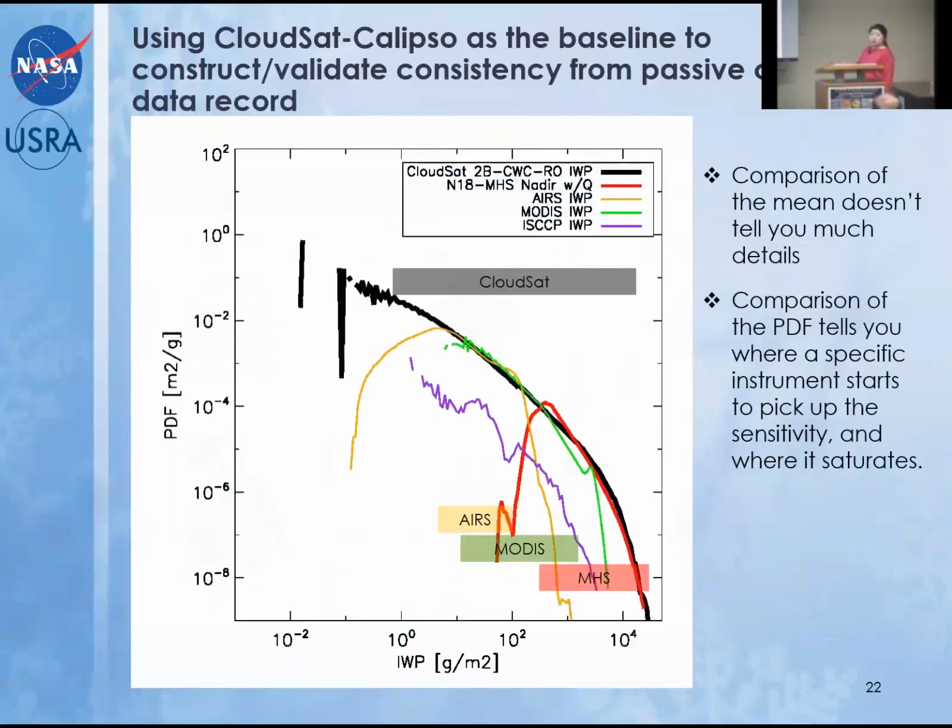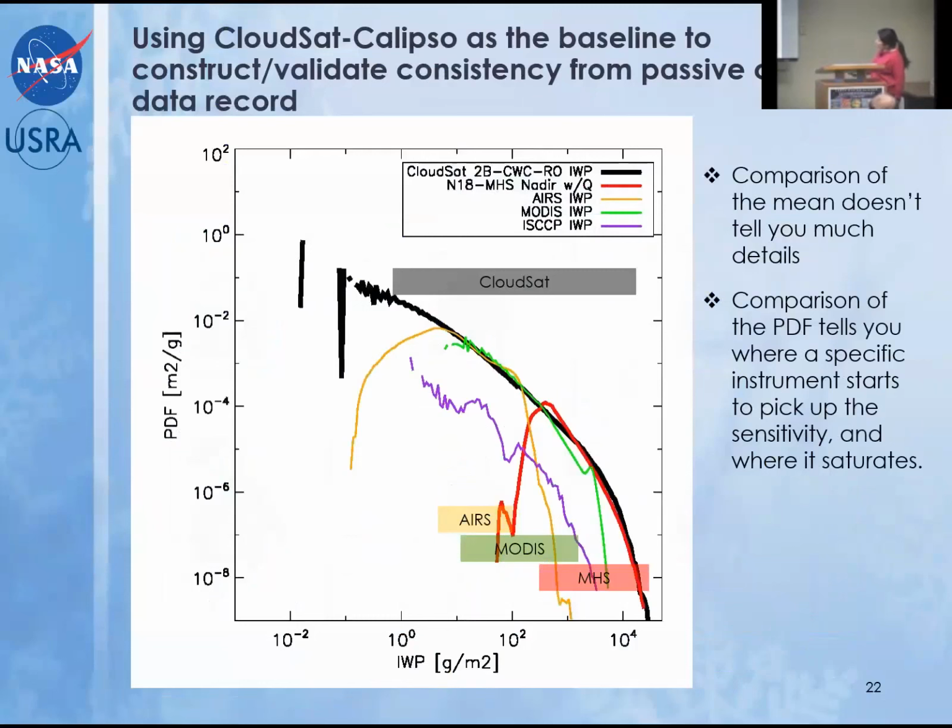AIRS is an atmospheric infrared radiometer. So it's working in the infrared regime, and it can see thin clouds, but then it drops. The PDF drops quickly as clouds get relatively thicker. And the green line is from the MODIS visible channel retrieval, the MODIS operational retrieval, and you can see it picks up here, relatively thicker than the infrared cloud, but then it starts to drop once the cloud gets thicker.